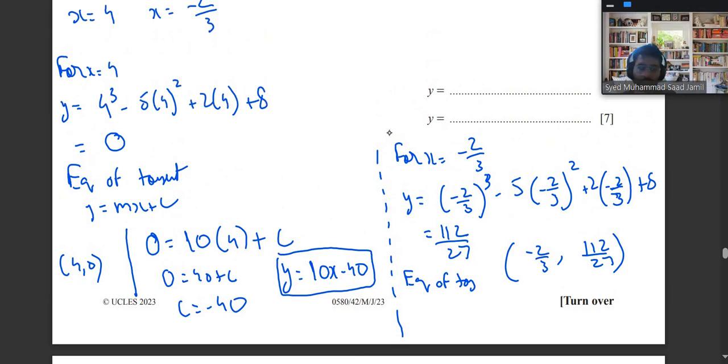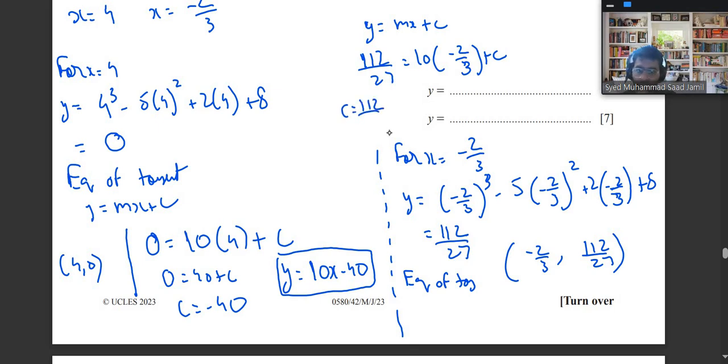Let me continue over here because I have less space. y equals mx plus c. The value of y we know, 112/27, equals m we know, 10, x we know, minus 2/3, plus c. So c equals 112/27 plus 20/3, because 10 multiplied by minus 2 upon 3 is minus 20/3. We shift it over there, it becomes 20/3.